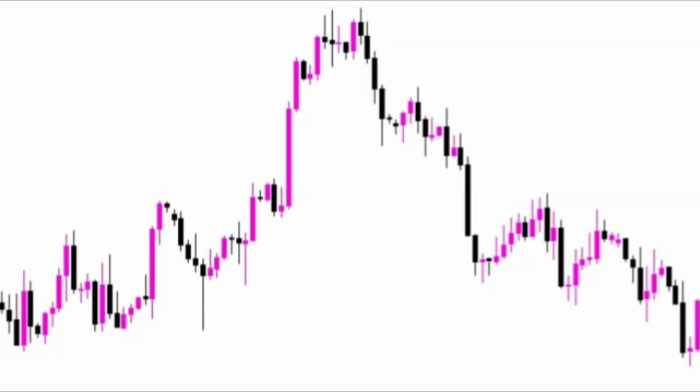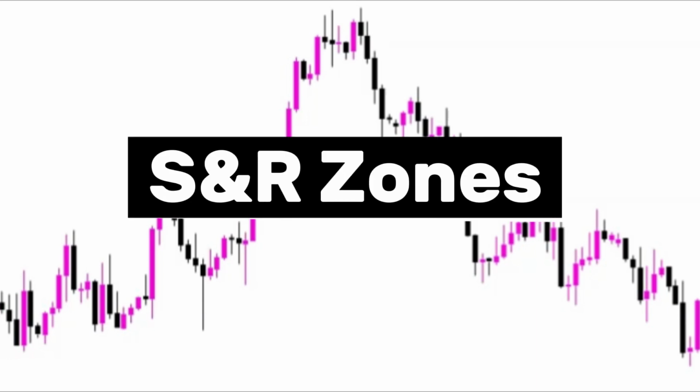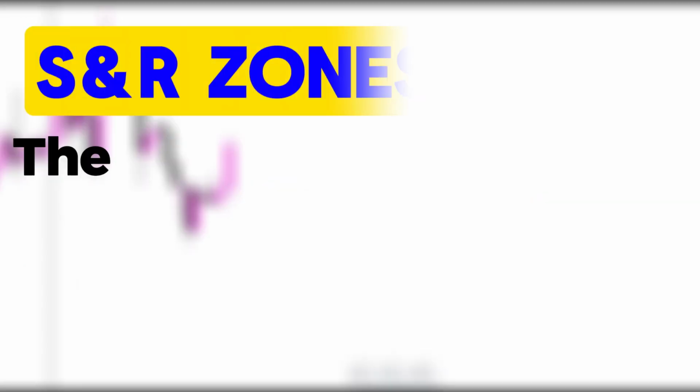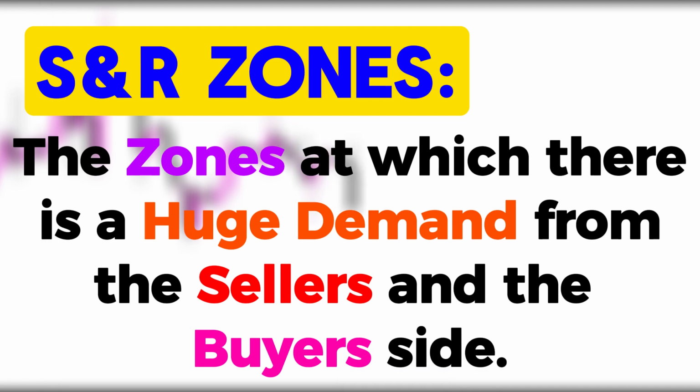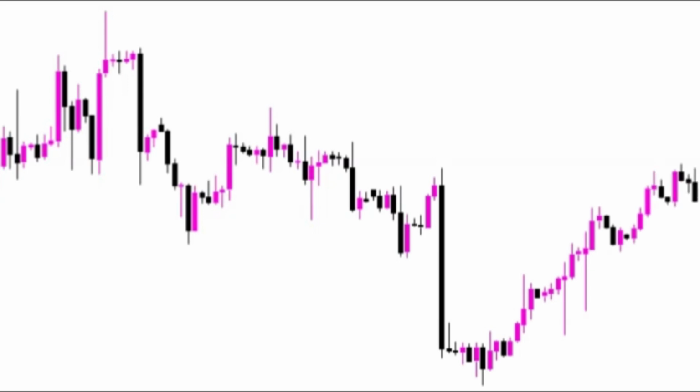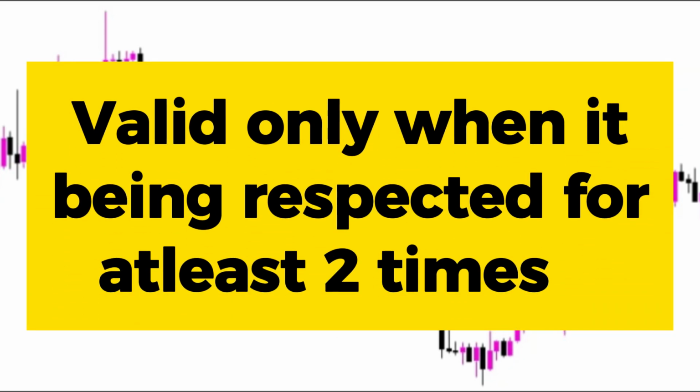Now let us learn the fourth concept, which is support and resistance zones. The support and resistance zones are those zones at which there is a huge demand by the buyers and the sellers. And thus, the market moves up and down when it reaches these zones. The support and resistance zones are said to be valid when the market respects them two times or more.